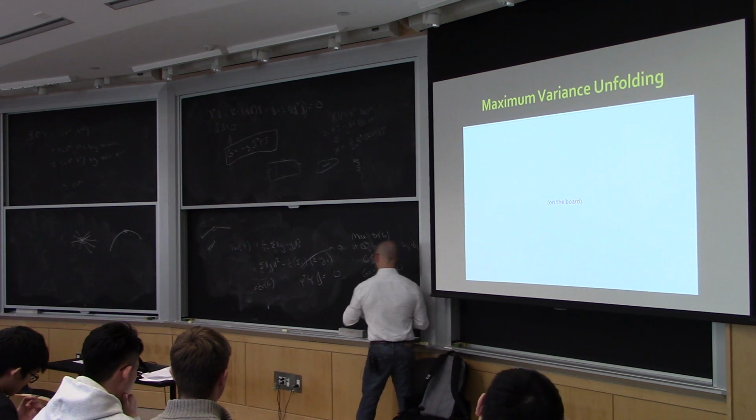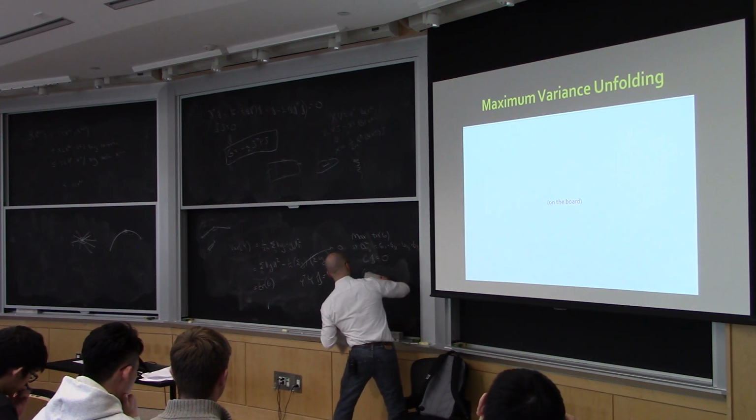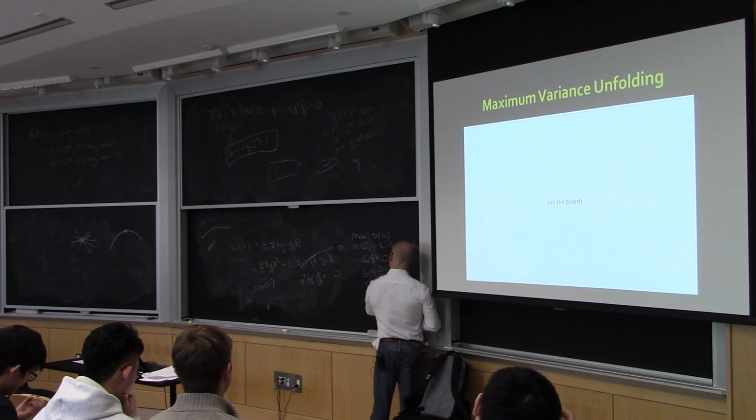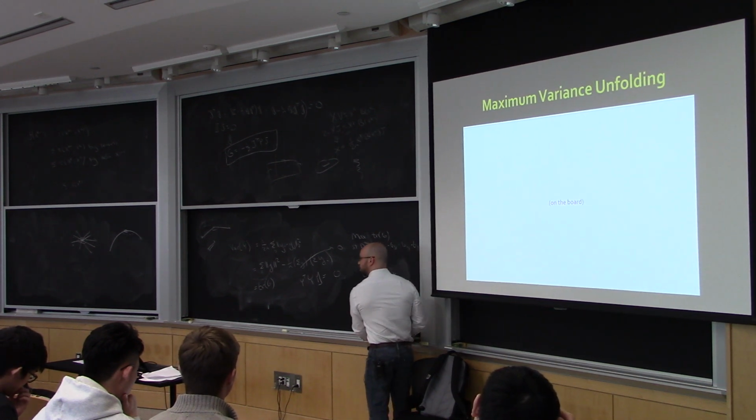So I need to add one more constraint. I can get rid of this matrix Y and say instead that the rank of G is some fixed dimensionality of your embedding. Okay?